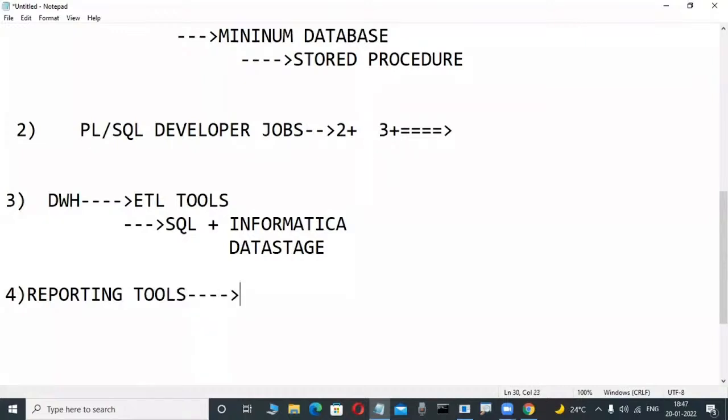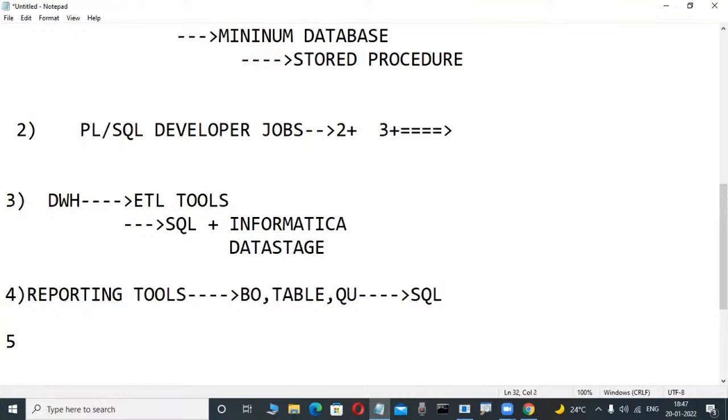Suppose in Oracle, there are BO and OBI. Nowadays these types of tools are there, like Tableau and QlikView. So they get jobs in an easy way, but minimum basic SQL knowledge is required. Those persons also are learning these courses.